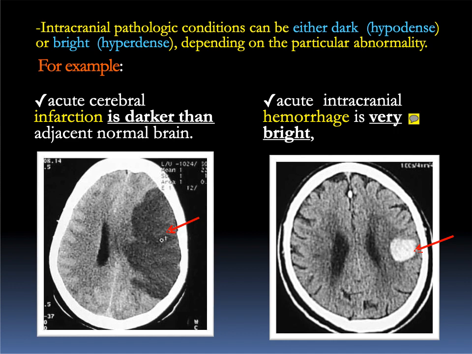The two most important in the emergency hospital are acute cerebral infarction, which is wedge-shaped and low density, but if it changes to hemorrhagic infarction, it becomes very dense, especially in the beginning. So on your left is acute ischemic infarction, on your right side it is hemorrhagic. So it's very bright.